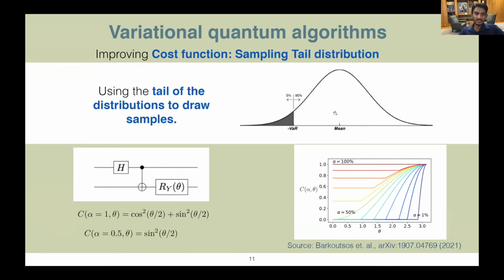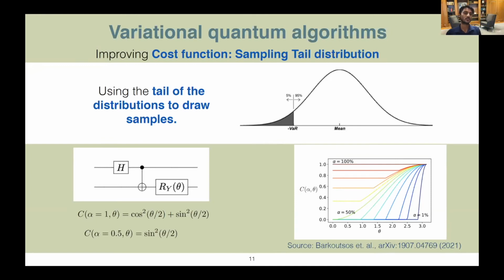However, in recent work, this paper shows that instead of using the whole distribution, for some kinds of Hamiltonians, like diagonal Hamiltonians, if we just use the tail of the distribution to draw samples and compute the mean value of the loss function, then one may be able to find the minima of the loss function or cost function much faster. Okay, that is the statement.